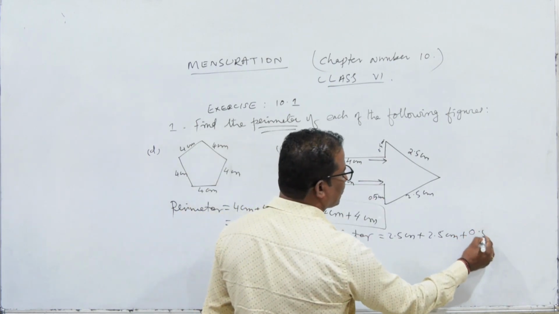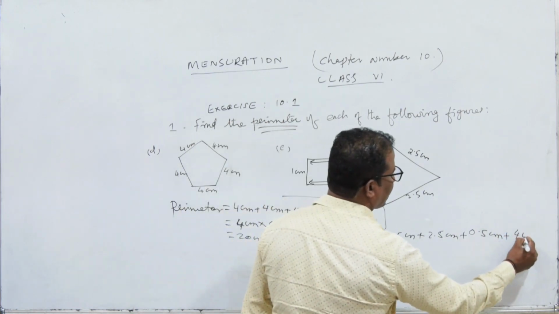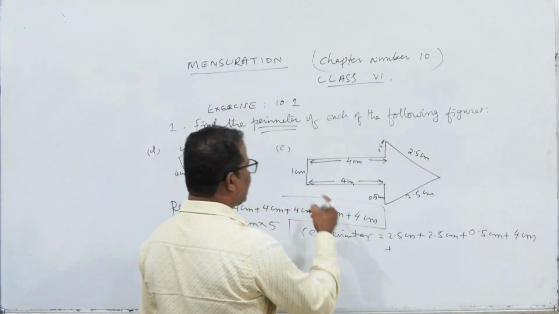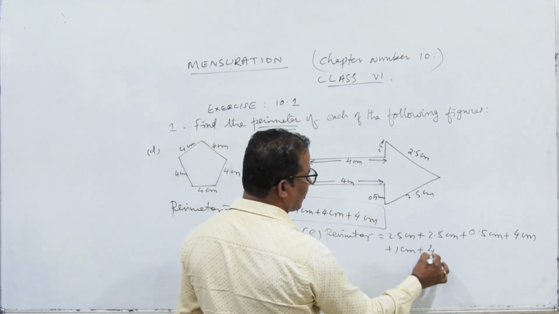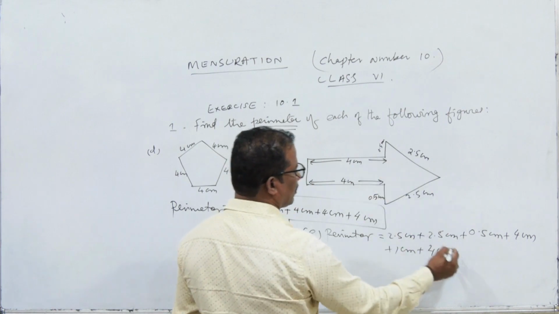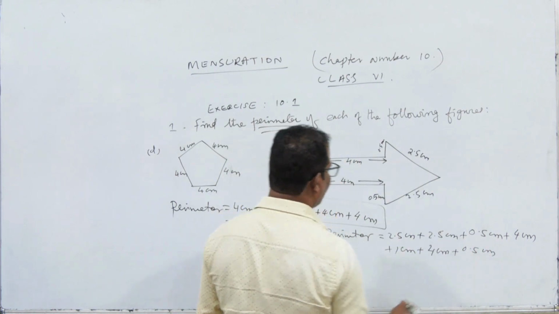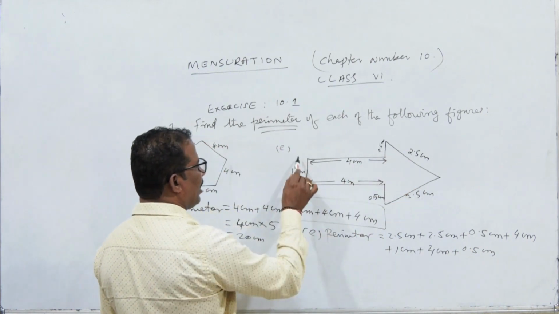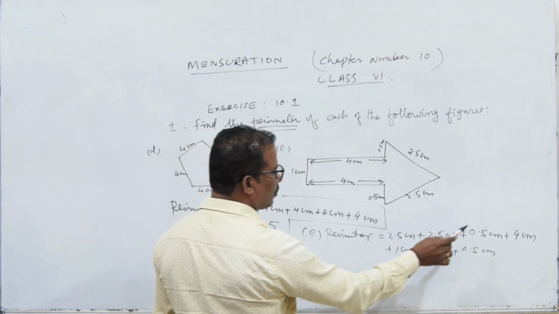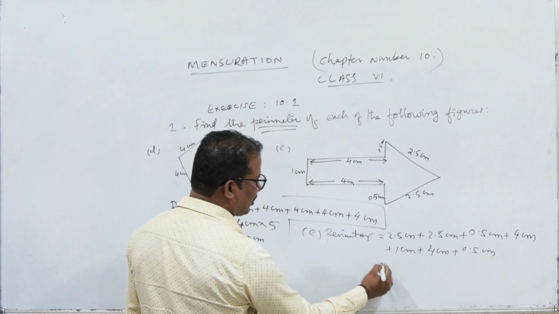0.5 centimeter plus 4 centimeter plus again 1 centimeter, then 4 centimeter plus 0.5 centimeter. So you can check here how many sides? 1, 2, 3, 4, 5, 6, 7. So we can add the total length of this boundary.